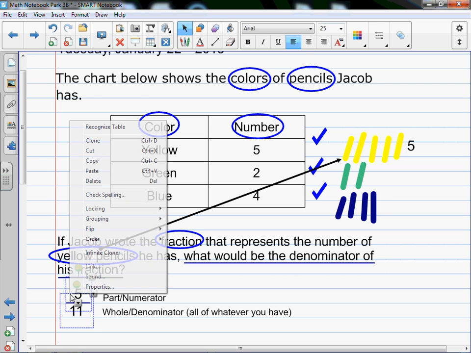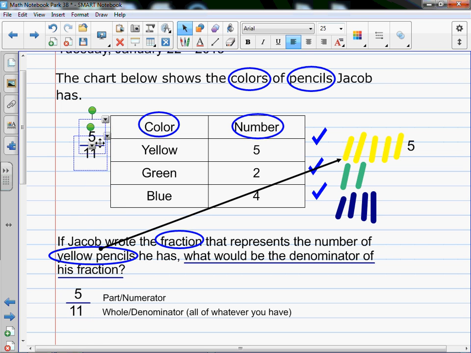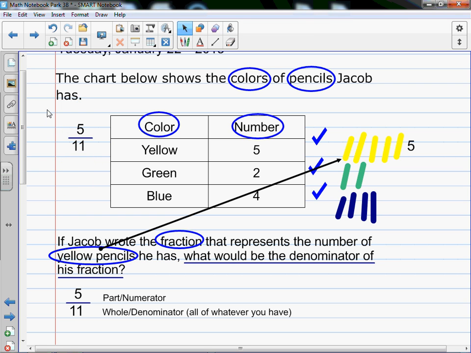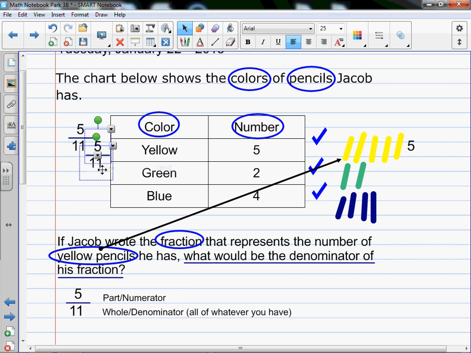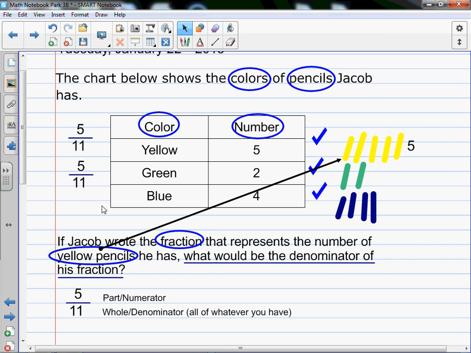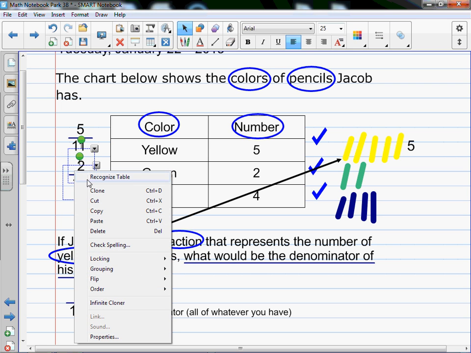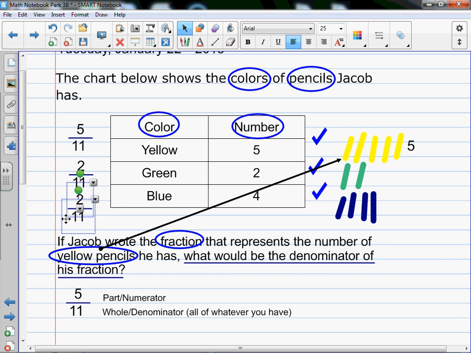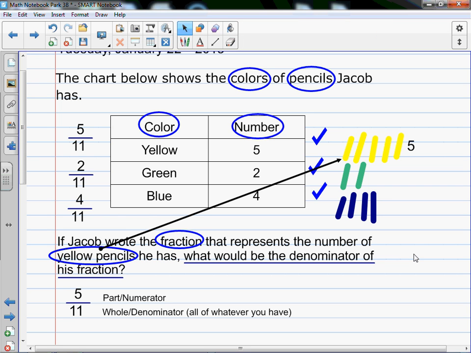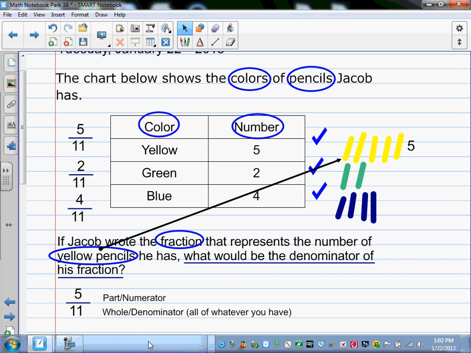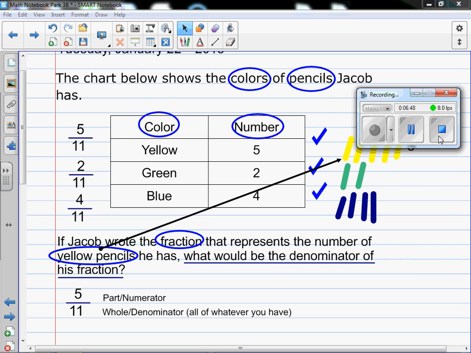Maybe it would be easier if you looked at it this way. How many yellow are there? There's 5 11s. Can anybody tell me what the fraction of green would be? Tristan? 2 11s. What about the fraction of blue? Z? 4 11s. So which one do we need? Ismael? We need 5 11s. Why? Just finding the yellow color. Very good job. And that concludes our lesson.